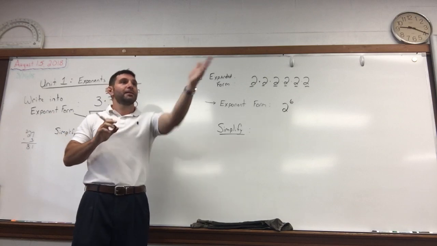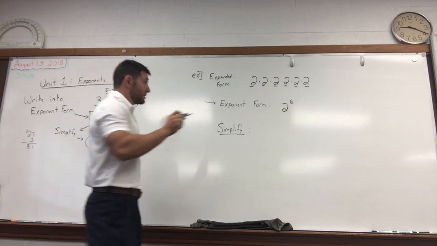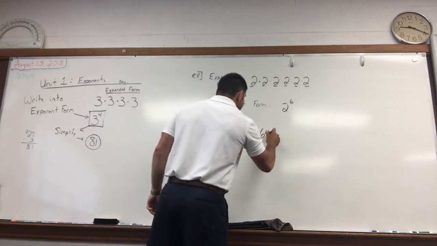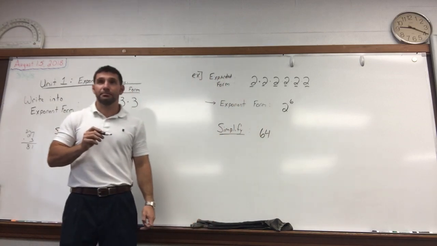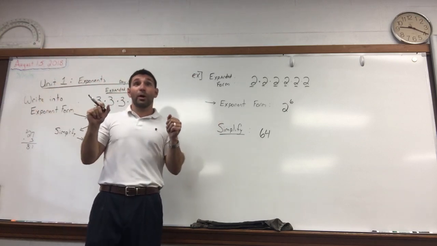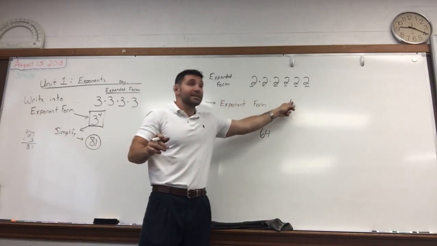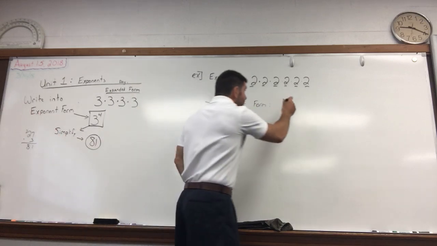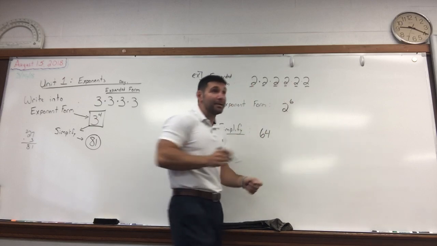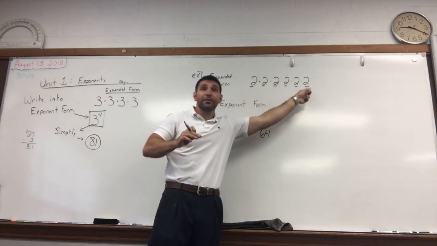Who thinks they have an answer? Maya. I got 64. 64. Okay. Let's find out. Can we find out together? Here's the problem. And listen, I saw this on quite a few papers, which is to be expected. 2 to the 6th doesn't mean 2 times 6. That's not what it means. It means 2 times itself 6 times.